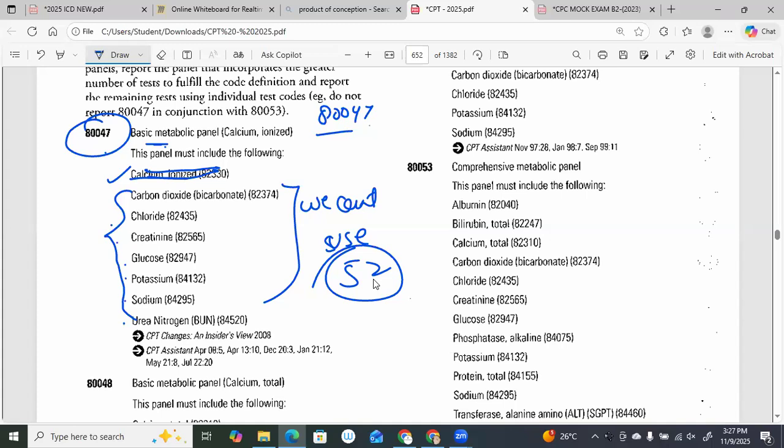That was the first guideline. The second instruction we have is that we cannot bill the same component twice.